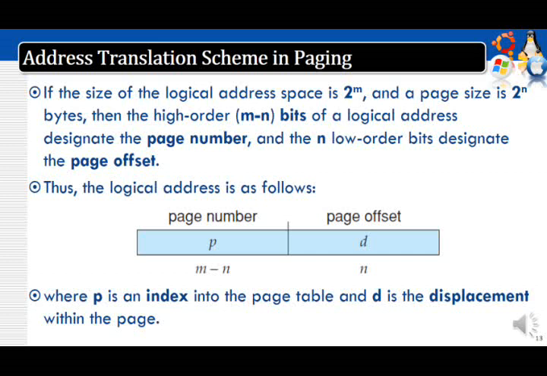So in general we can say that if the size of the logical address space is 2 power m and the size of the page is 2 power n, then m minus n bits will be representing the page number and n bits will be representing the page offset. Remember, with paging concept, a logical address generated by the CPU will be having two parts, page number and offset, of which P is used to index into the page table and D is the displacement within the page.